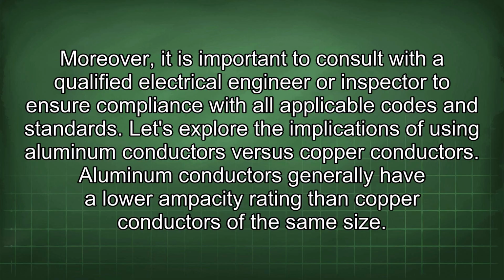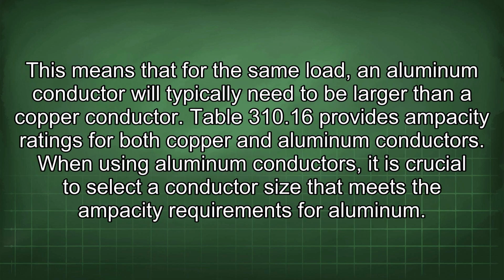Let's explore the implications of using aluminum conductors versus copper conductors. Aluminum conductors generally have a lower ampacity rating than copper conductors of the same size. This means that for the same load, an aluminum conductor will typically need to be larger than a copper conductor. Table 310.16 provides ampacity ratings for both copper and aluminum conductors. When using aluminum conductors, it is crucial to select a conductor size that meets the ampacity requirements for aluminum.